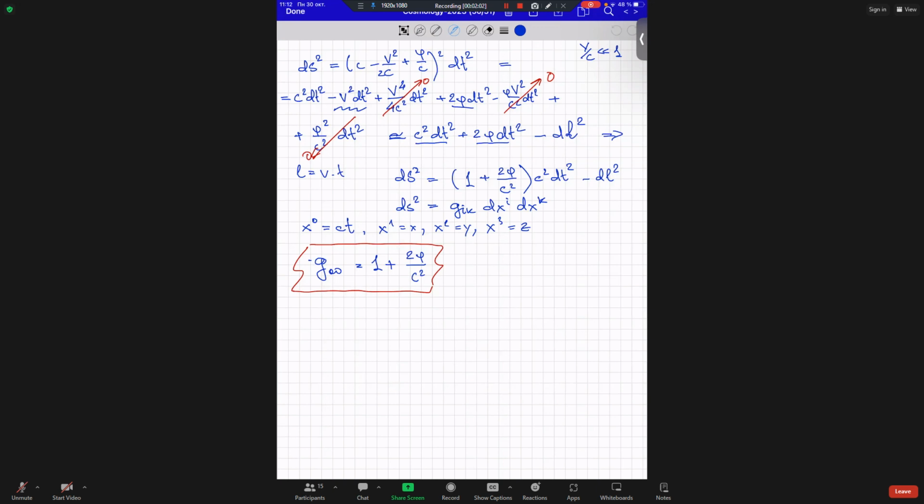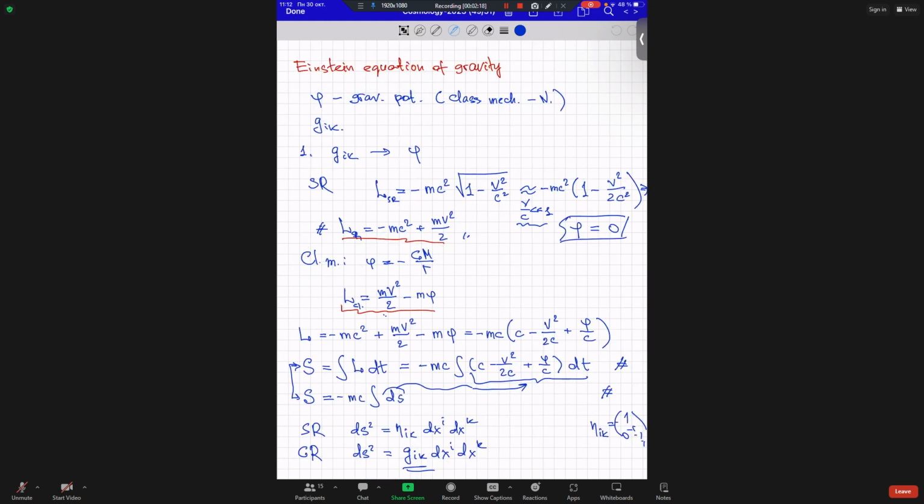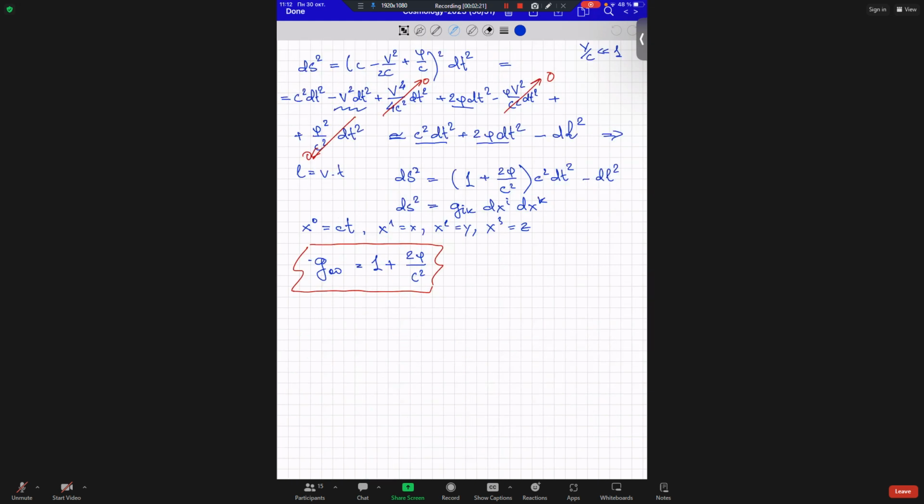Okay, so let's start. What we want to obtain, and now we can do it, is the Einstein equation. The Einstein equation means that we want to obtain the equation for the gravitational field. To do this, we found the zero component of the metric tensor, which can be expressed through phi, the gravitational potential of classical mechanics.